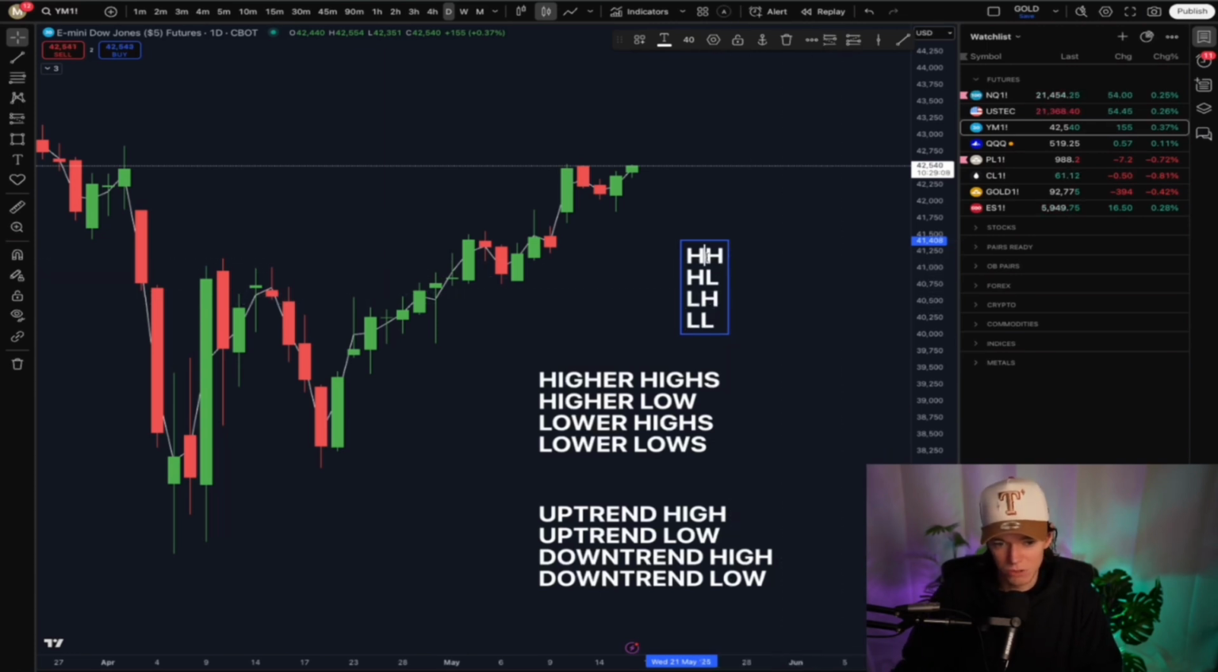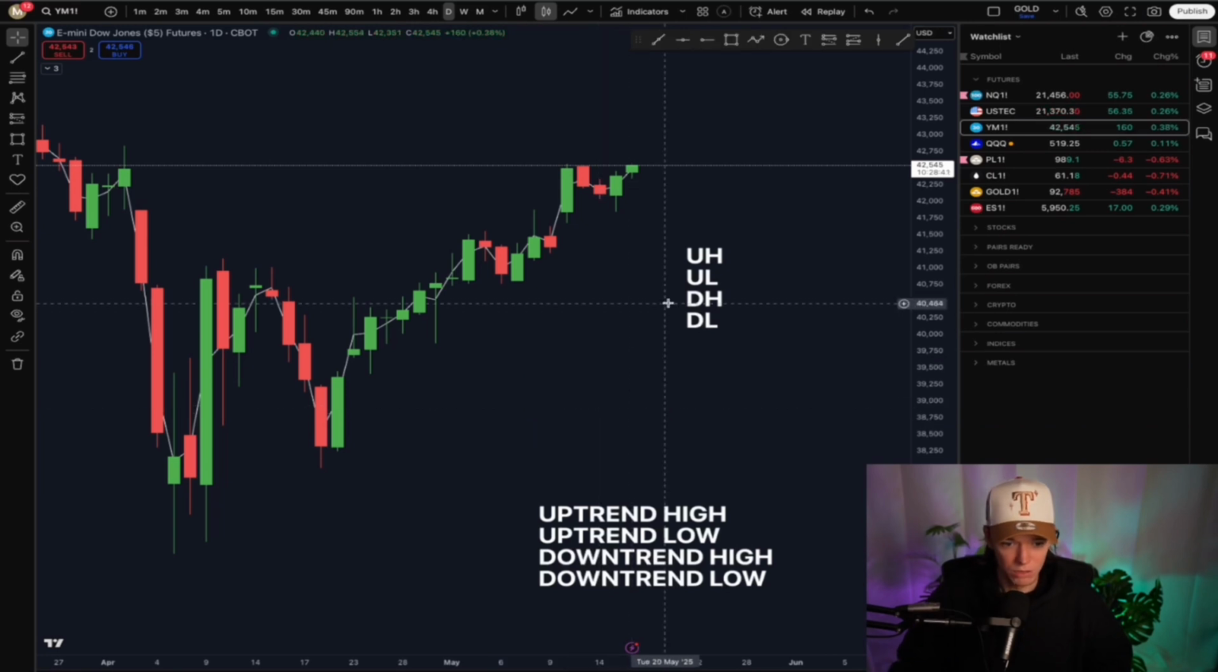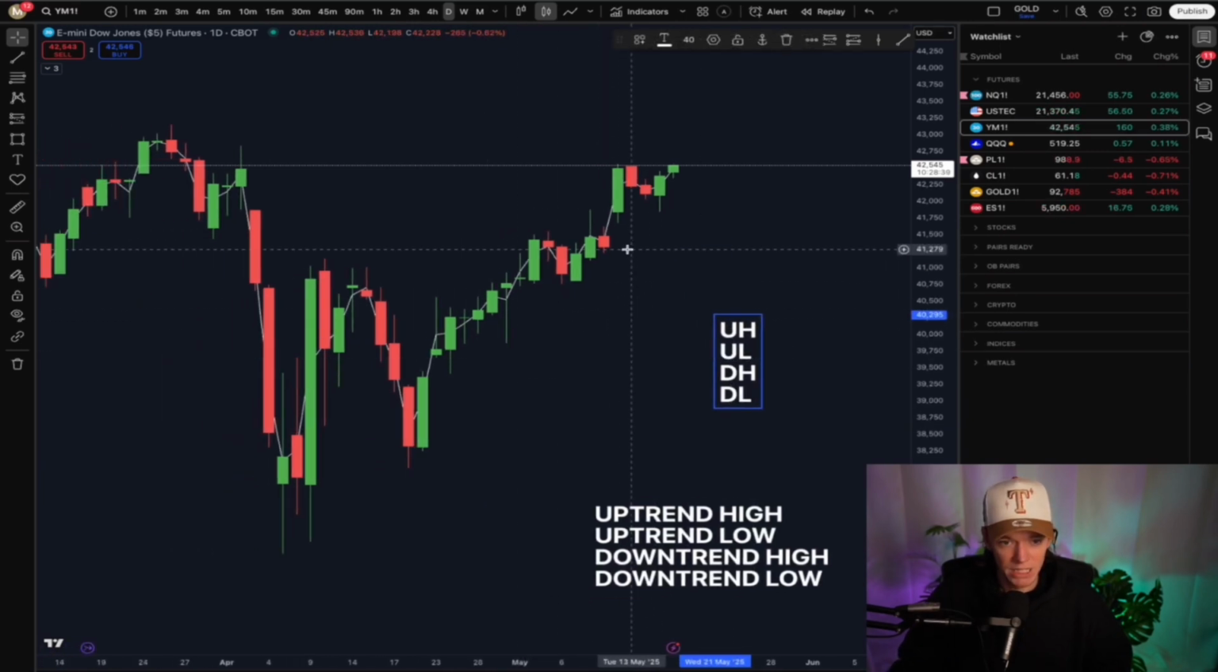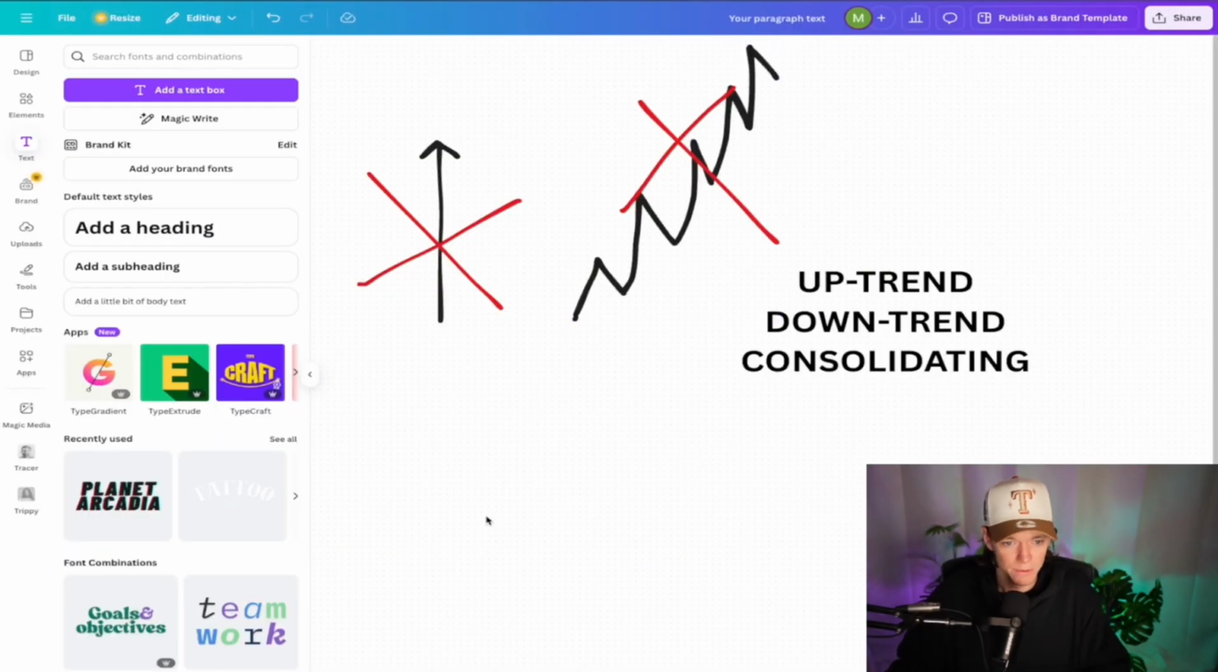That gets a little confusing. So what we're going to do is up high, up low. So uptrend high, uptrend low. That's what I'll use: uptrend high, uptrend low, and we'll go downtrend high and downtrend low. This will help us make it very clear and straightforward what we are doing when we're marking these charts out. Now, we're going to go back here.